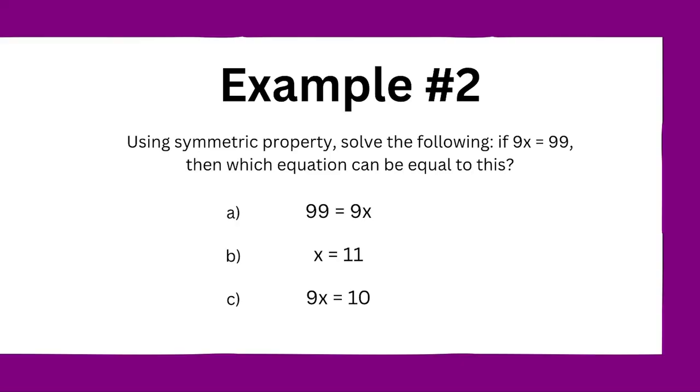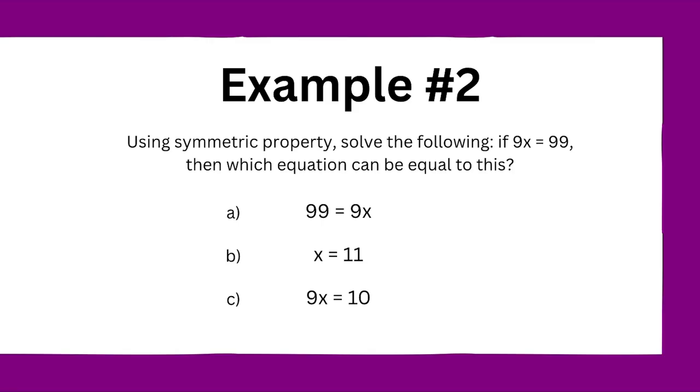Going on to our second example, it says, using symmetric property, solve the following. If 9x equals 99, then which equation can be equal to this? So I have A, 99 equals 9x, B, x equals 11, C, 9x equals 10. So I know that A equals B and B equals A. So what I'm simply going to do is switch that 99 and 9x. And I see that A applies this. It applies the symmetrical property formula. So A would be my correct answer.